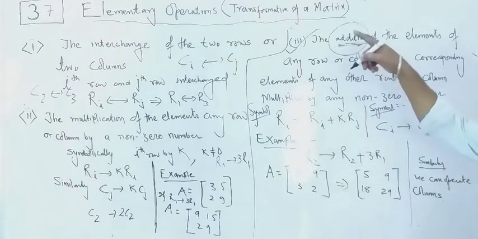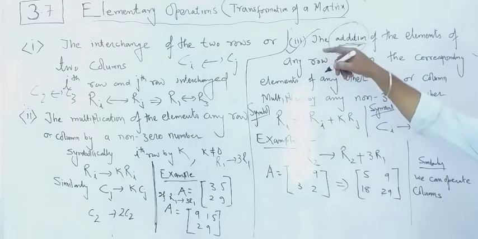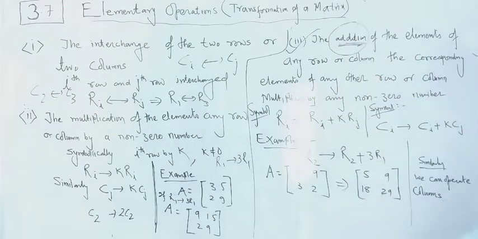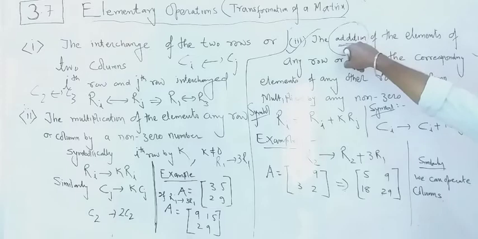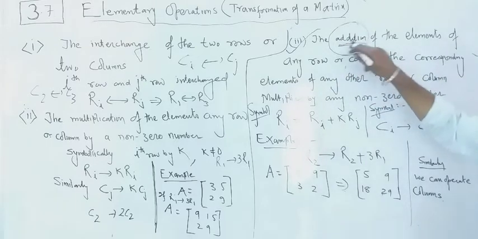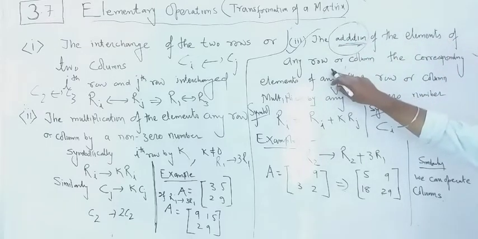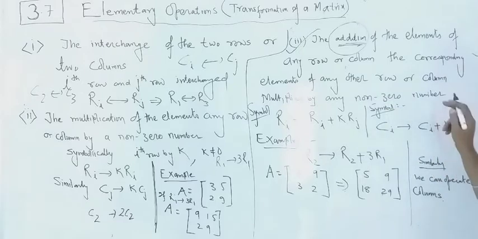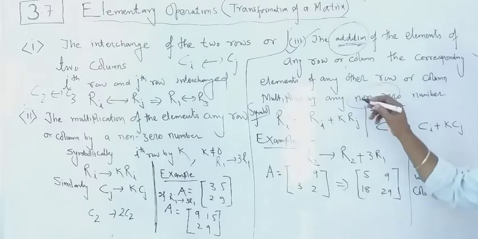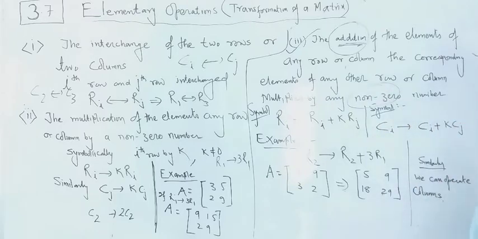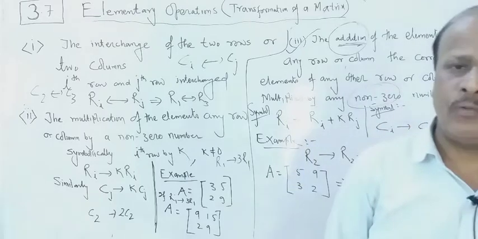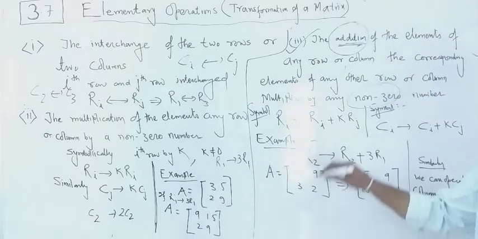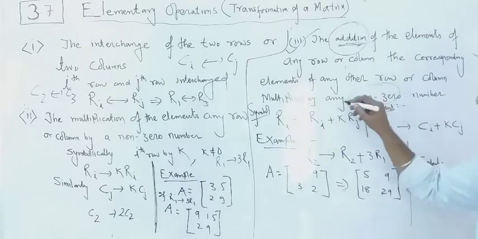What is that statement? Go through that statement in your textbook also. Remember the statement because it is very useful to solve many questions. So that statement is the addition of the elements of any row or column with the corresponding elements of any other row or column multiplied by a non-zero number. This is not necessary, but you will have to show that you are multiplying with some non-zero number. Ideal non-zero number is 1. If you want to simply add, then no need of writing 1, but you can add 2 rows.